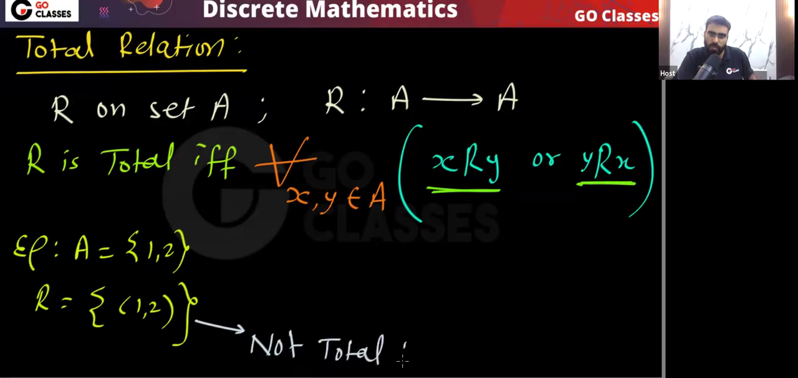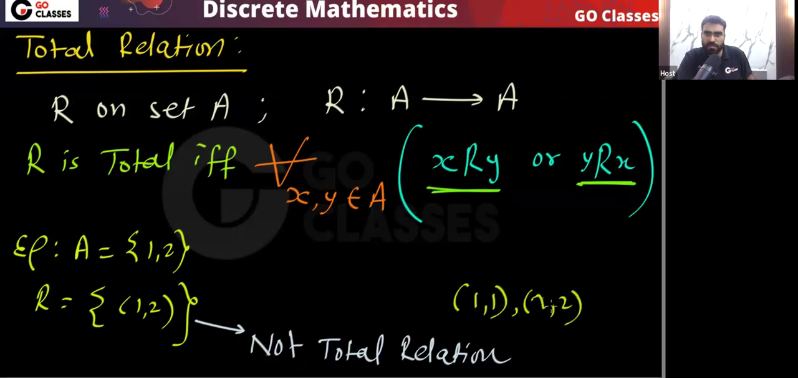Why? Because for all x, for all y, what about 1 comma 1? 1 comma 1 is missing. 2 comma 2 is missing.